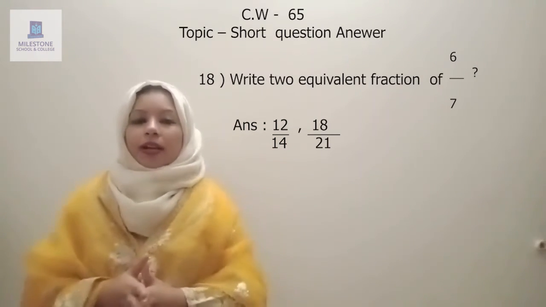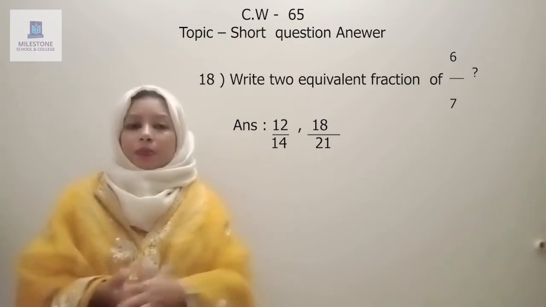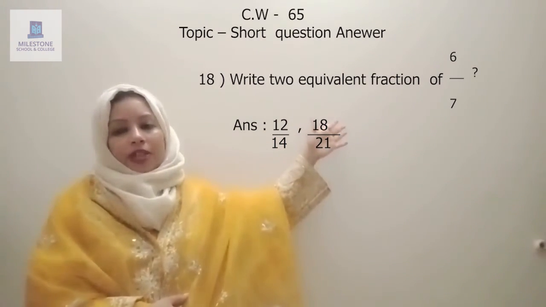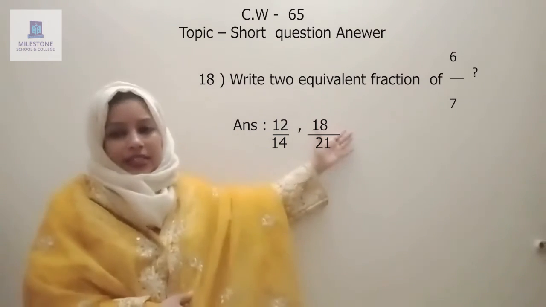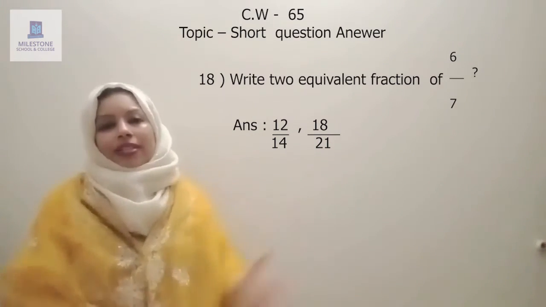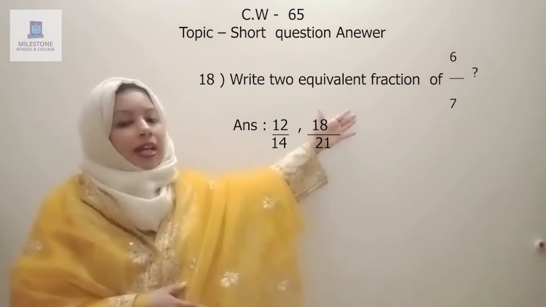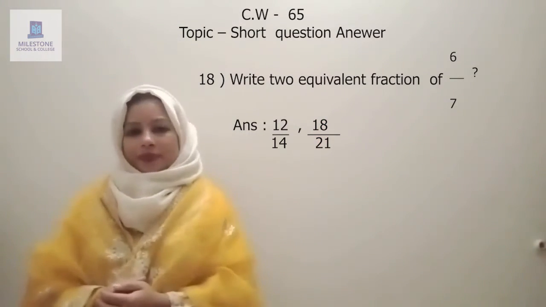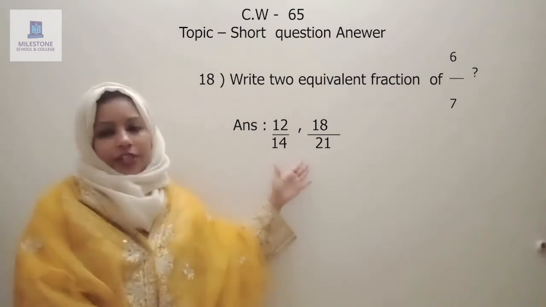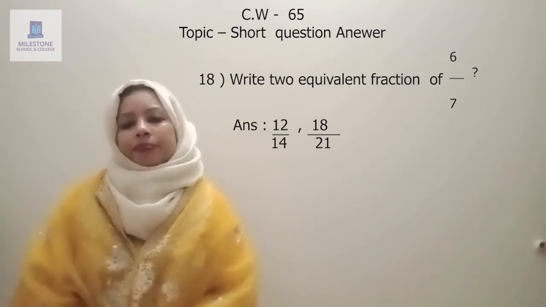And the next equivalent fraction, here we have to multiply this numerator and denominator by the multiplication table of 3. So what will be the answer? Next equivalent fraction, that is 3 6s are 18, and the denominator will become 3 7s are what? Yes, 21. So I got the next equivalent fraction is 18 by 21. So we got the 2 equivalent fractions here. One is 12 by 14, another is 18 by 21. So write down.